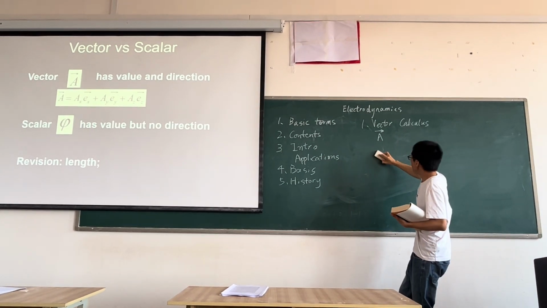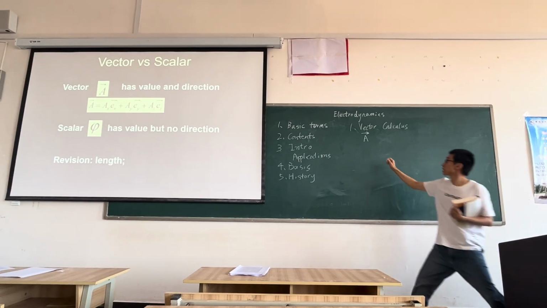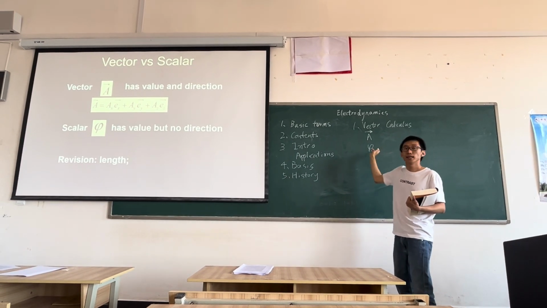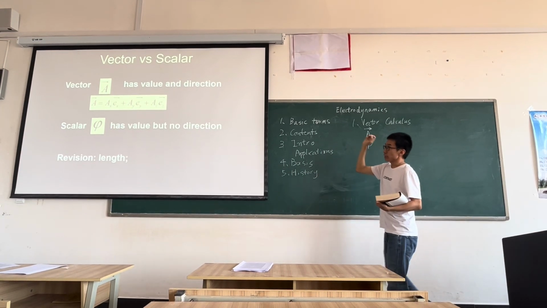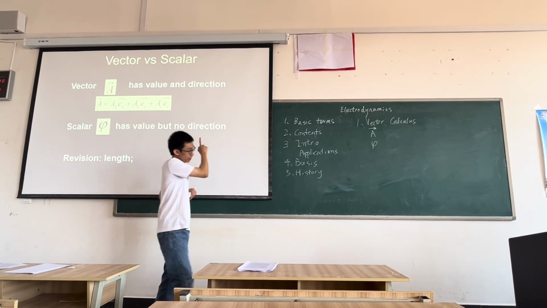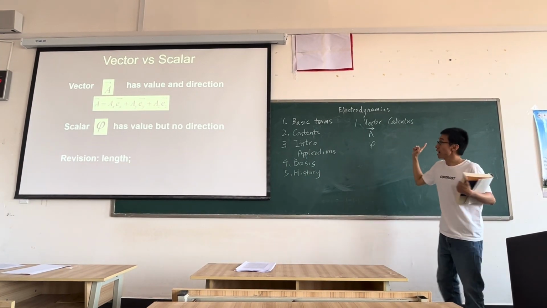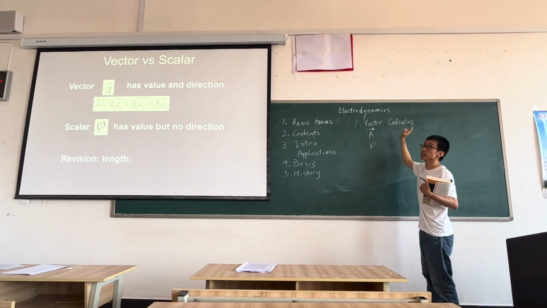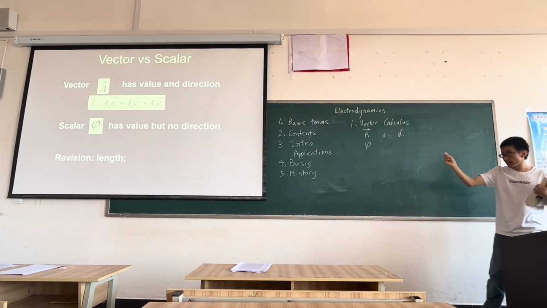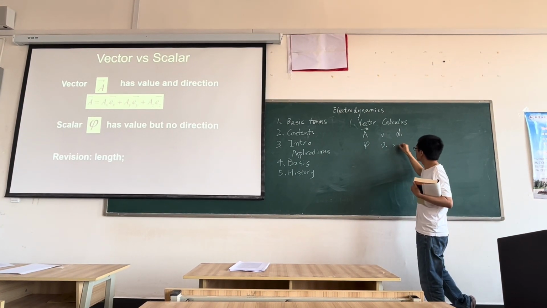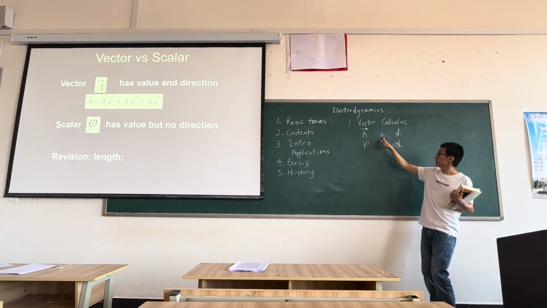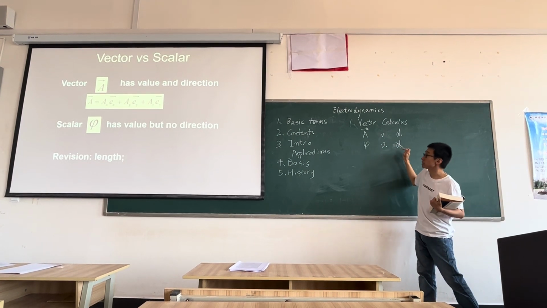I'll write 5 here, I'll tell you why. And this 5 is a scalar. What's the difference between a vector and a scalar? A vector has both value and direction. A scalar has value but no direction. A vector has value and direction, but a scalar does not have a direction.